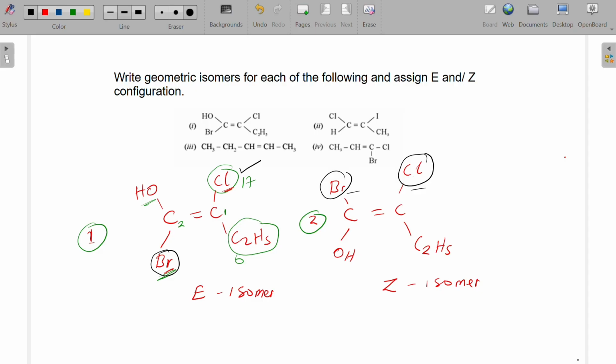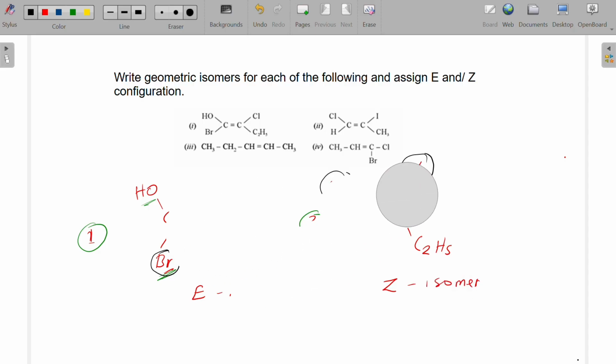So whenever you have the groups of priority, or the groups of interest, on the same side, it implies you have a Z isomer. If they're on opposite sides, it implies you have an E isomer. So yes, we have drawn isomer number one and isomer number two. We found that isomer number one is an E isomer, and isomer number two is a Z isomer. Well, that's the first one. We'll go to the second one.